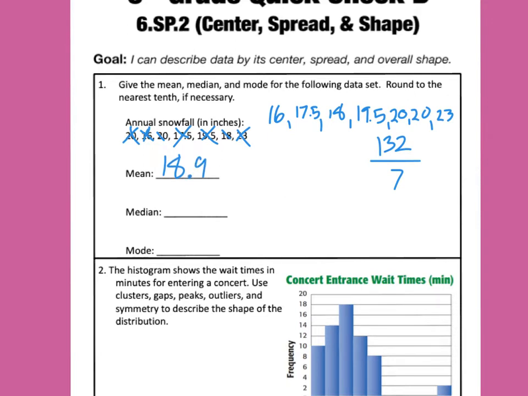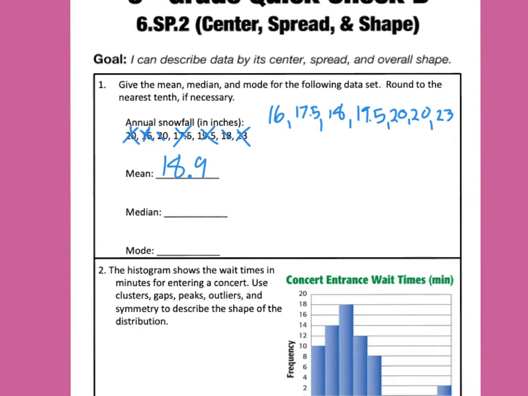Now, something that I want to point out, now that these numbers are already in order from least to greatest, it's going to be really simple to do what we need to do next. We need to find the middle number. A good way to find the middle number is to start crossing them off on each end until you get to 1 or 2 in the middle. It looks like we have 3 on each side, so the middle number is 19 and a half. And what number happens the most? 20. So there you go. Mean, median, and mode. Really easy.